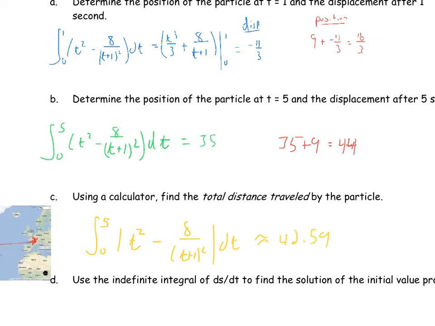Now remember, if you had to do total distance traveled by hand, meaning without a calculator, you would have to split it into at least 2 integrals, depending on how many times the graph switches from above to below, and do area above minus area below. So 2 different integrals to find those 2 different areas.